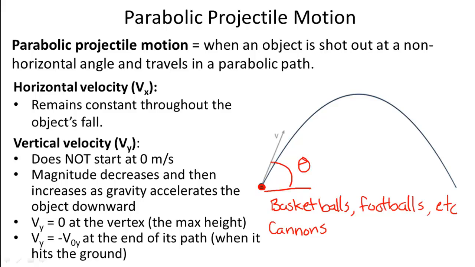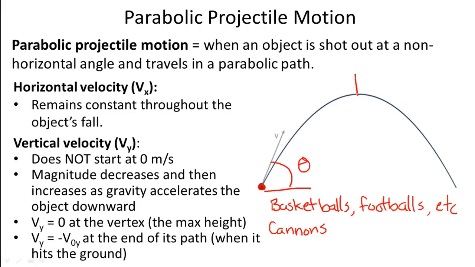In addition, the vertical velocity vector does not start at 0 meters per second. It is a non-zero number. It starts off with an actual value. This is very different from horizontal projectile motion, where the vertical velocity does start at 0. In addition, the magnitude of the vertical velocity decreases initially and then increases as gravity accelerates the object downward.